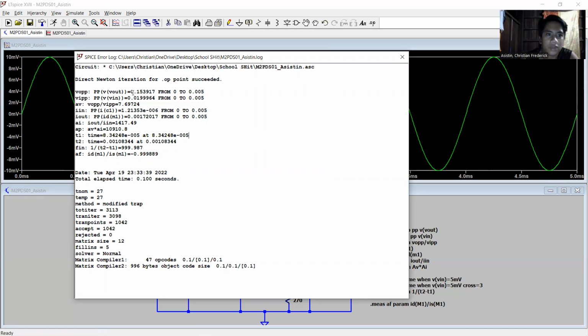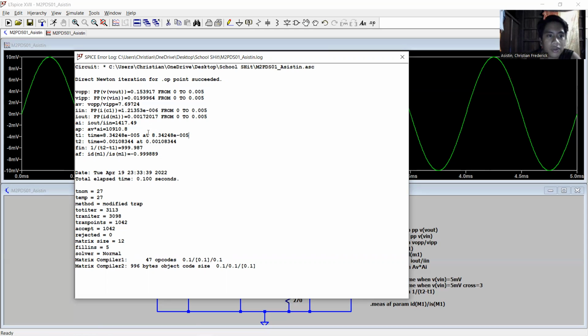For VOPP, we have 0.153917. For VIPP, we have 0.1999964. For the average, 7.69724. For the IIN, we have 1.21353E-006. For the IOUT, we have 0.0172017. And for the AI, we have 1417.49. For the AP, by multiplying AV and AI, we get 10910.8.